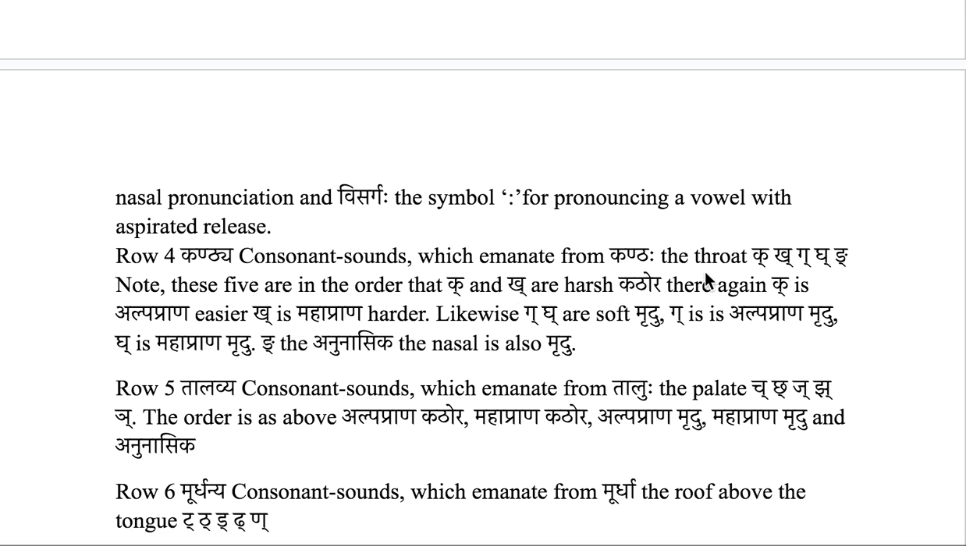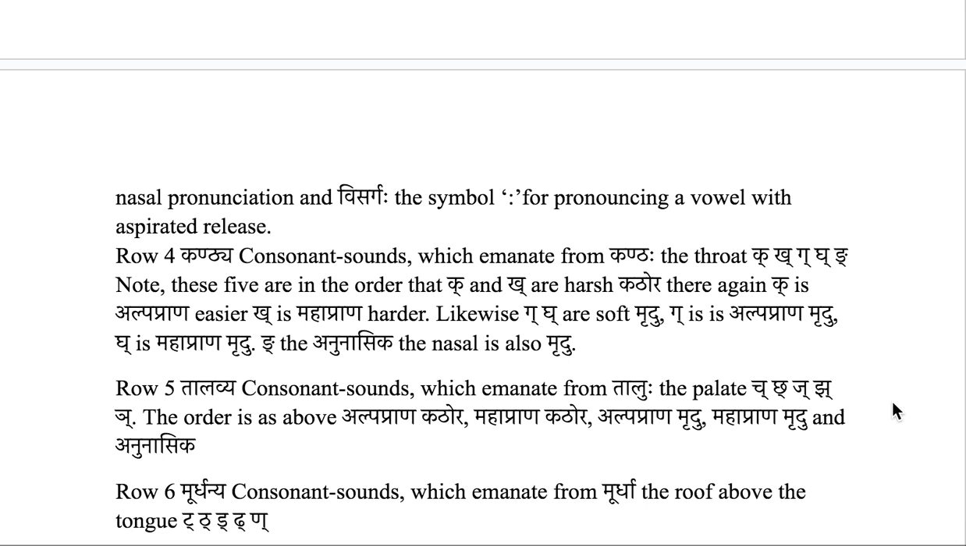Row 4, kanthya, consonant sounds which emanate from kanthaha, the throat: k, kh, g, gh, ng. Note these 5 are in the order that k and kh are harsh, kathor. There again, k is alpa prana, easier. Kh is mahaprana, harder. Likewise, g and gh are soft, mrudu. G is alpa prana, mrudu. Gh is mahaprana, mrudu. Ng, the anunasika, the nasal, is also mrudu.